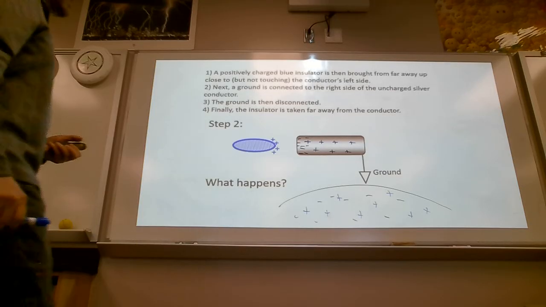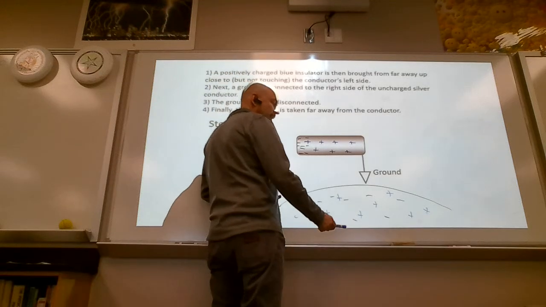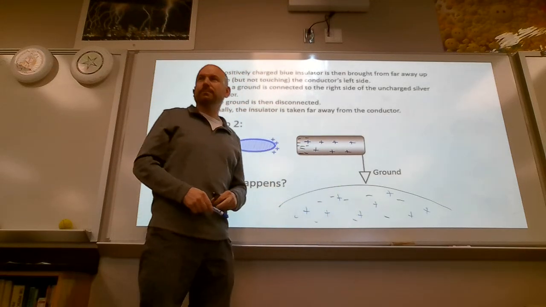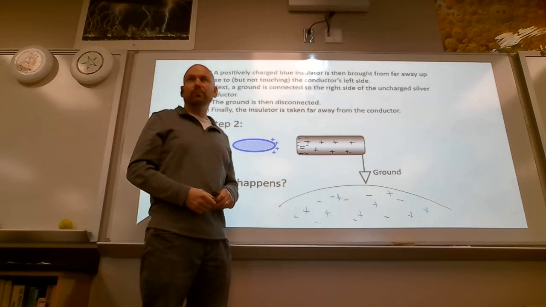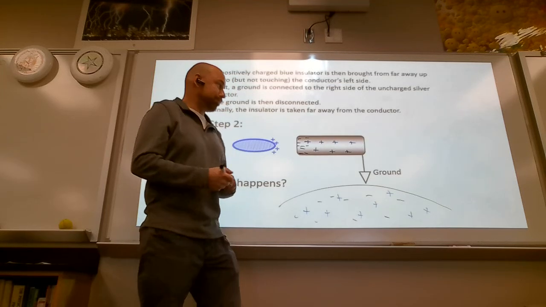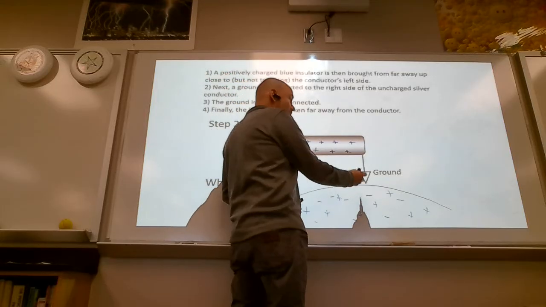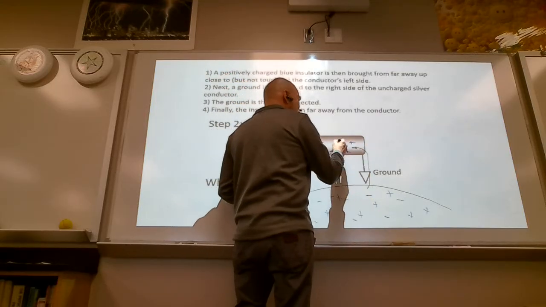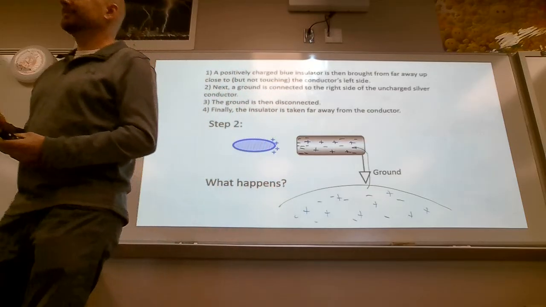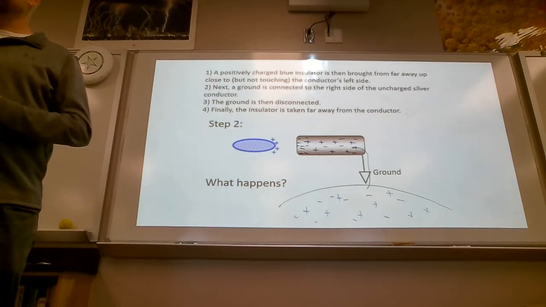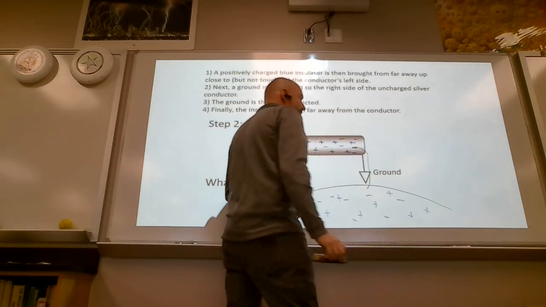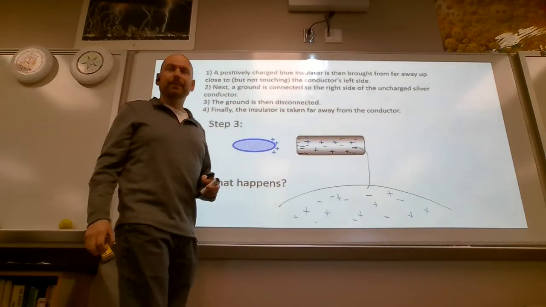So where would electrons rather be? In a 1-to-1 ratio or with all these exposed protons? If you're thinking opportunistic, you're like, woo! So electrons come up here, like, hey, how you doing? That makes sense? Okay. So that was step two, connected to ground.